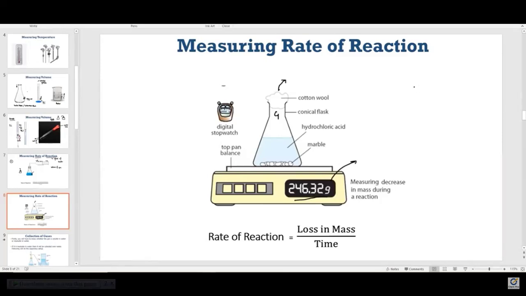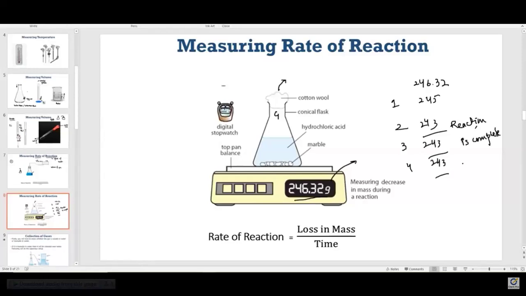For example, at the start of your reaction, when you started the stopwatch, the mass was 246.32. Let's say after 1 minute, it decreased to 245. After 2 minutes, it decreased to 243. After 3 minutes, it remained at 243. After 4 minutes, it remained at 243. What does this mean? These constant values mean no more gas is being released because there is no loss of mass. It makes us realize that the reaction is complete.